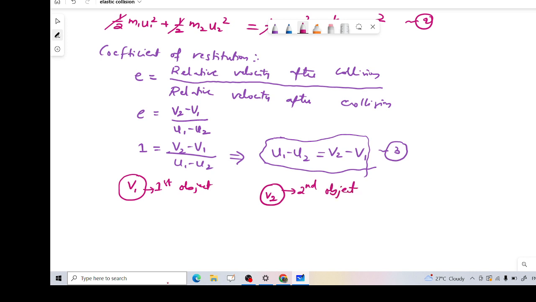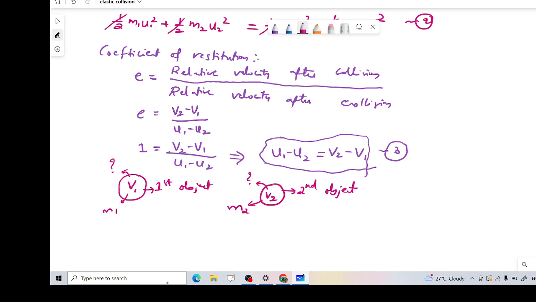Because collision after collision, the forces involved between them are interchanged. So because of that, the velocities of the different objects are changing. So m1 becomes v1 and m2 becomes v2. We need to find out the value of v1 and the value of v2, so we need to focus on these two things.